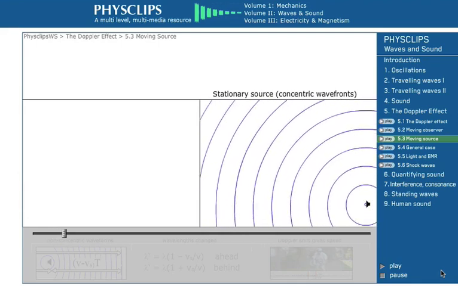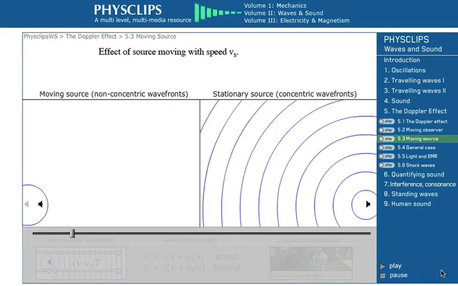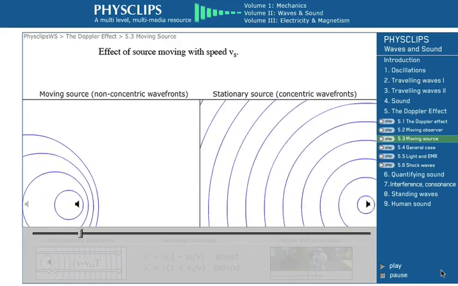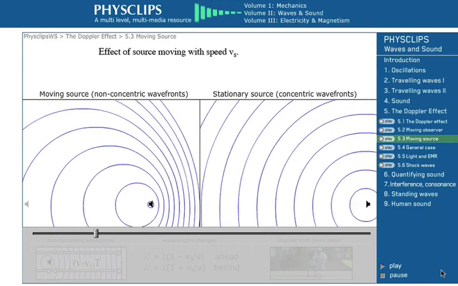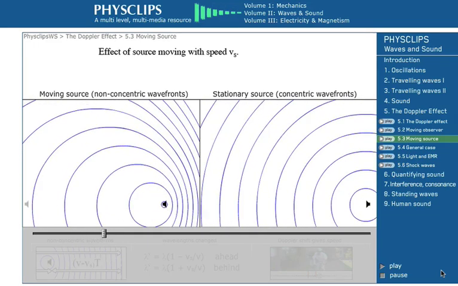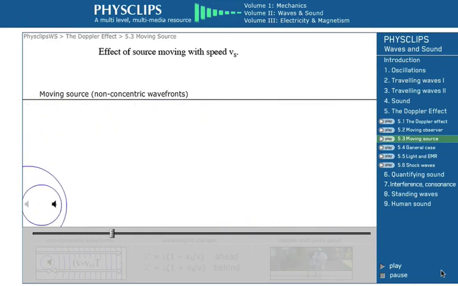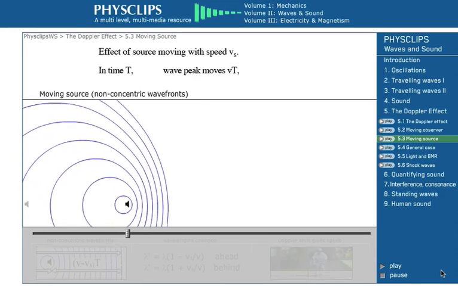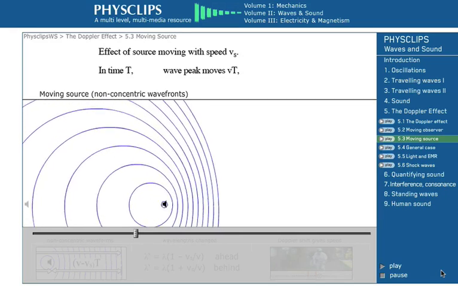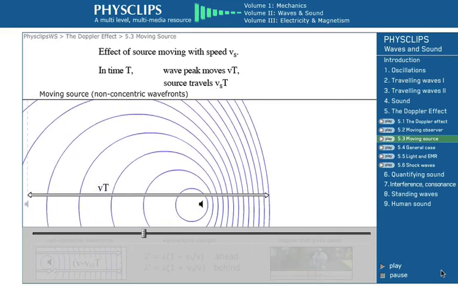Now let's have a moving source with speed v sub s. The source, S, is in a different position when it emits each wave peak, so the circles are no longer concentric. The wavelength is decreased ahead of the source and increased behind it. In time t, the wave spreads vt, while the source travels vst.